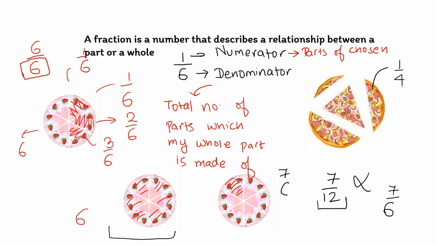So the answer here will be 7 by 6. I have chosen one whole cake and one part from here, or I have chosen 7 parts where 6 parts make my one whole. Got my point? So I hope what is numerator, what is denominator, and how we represent a fraction is clear to you.